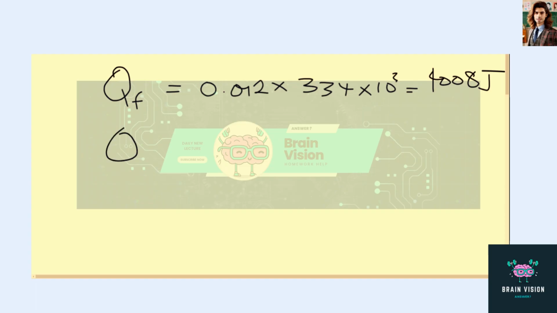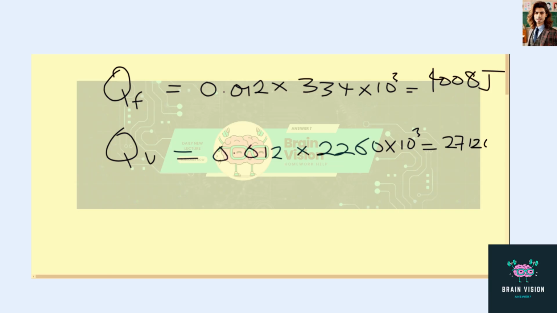So that is the heat energy involved during the fusion process. Now let's look at the energy involved during the vaporization process. It's the same thing, 0.012 times the latent heat of vaporization, which is also a constant, 2260 times 10 to the power 3, which is equal to 27120 joules.